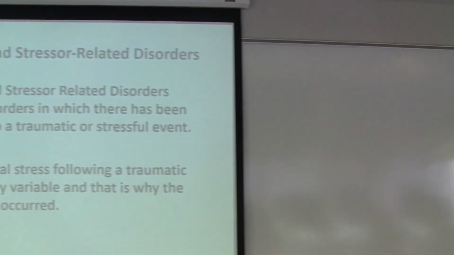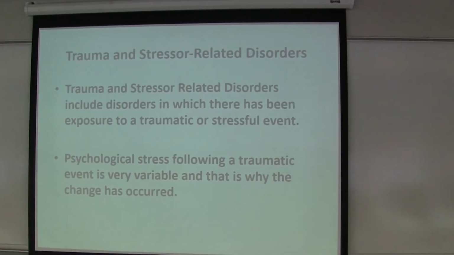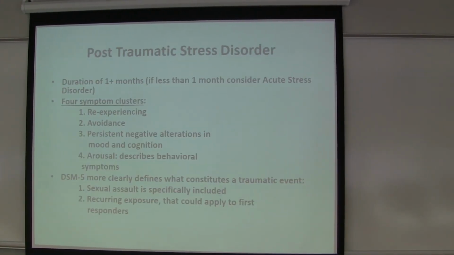What are trauma and stressor-related disorders? Well, trauma and stressor-related disorders include disorders where there's been exposure to a traumatic or extremely stressful event. And there is psychological stress following that traumatic event, and it's variable, and that is why the change has occurred after the person has experienced that event.